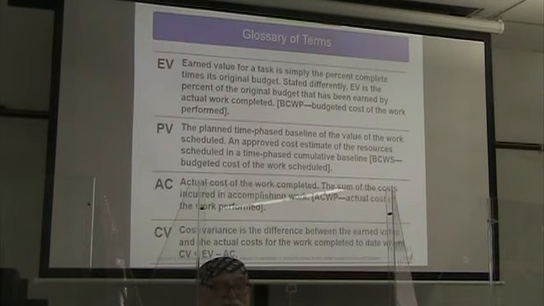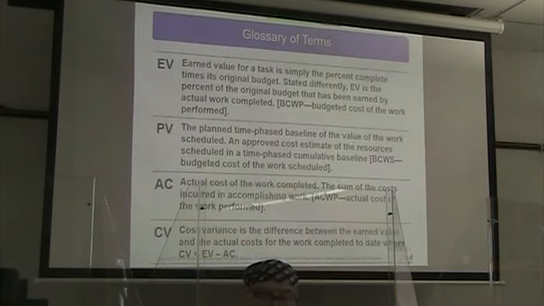PV is the planned time-phased baseline value of the work that is scheduled. An approved cost estimate of the resources scheduled in a time-phased cumulative budget baseline is the BCWS, or budgeted cost of the work scheduled. AC is the actual cost of the work completed, the sum of the costs incurred in accomplishing work, or ACWP, actual cost of the work performed.